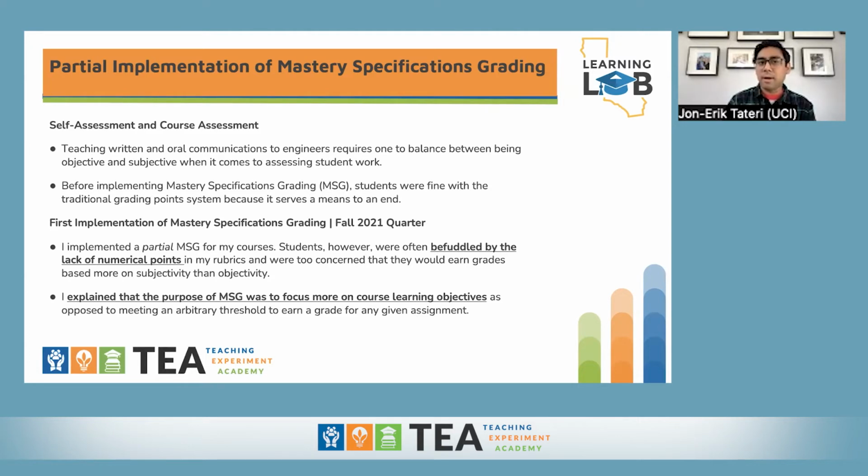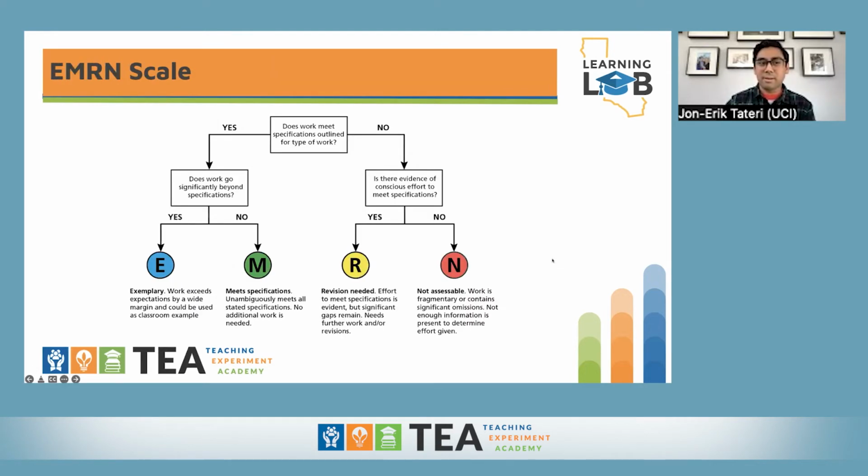Of course, I had to explain what MSG, mastery specs grading, is, to focus more on objectives than the points. And students needed some time to understand that concept because they're just so used to that traditional grading system. So what I did during fall 2021 was implement the EMRN scale.